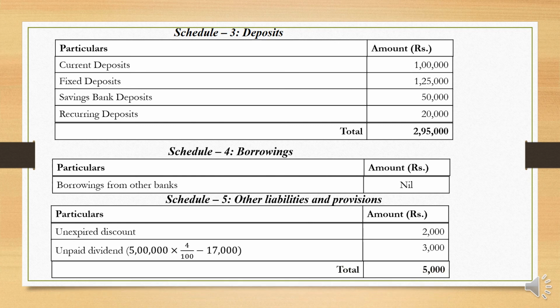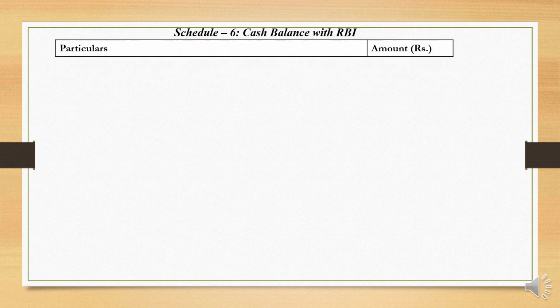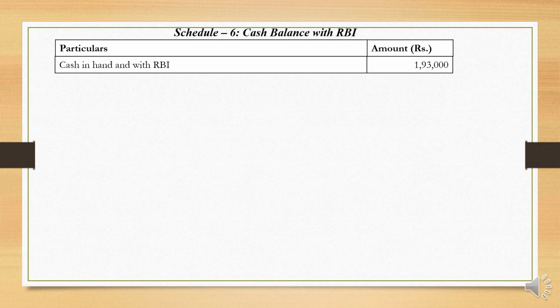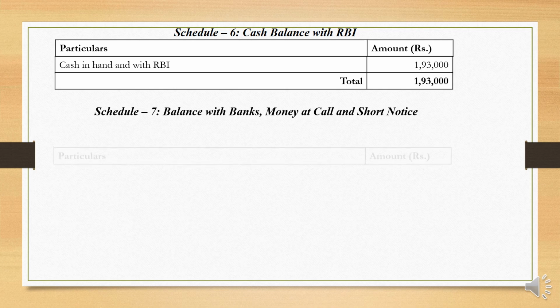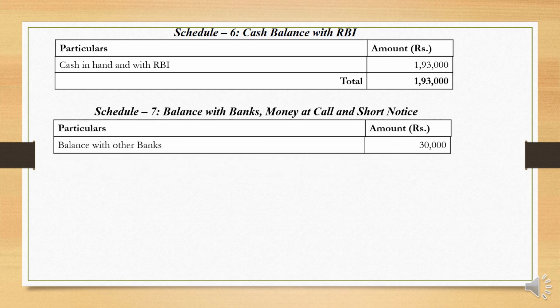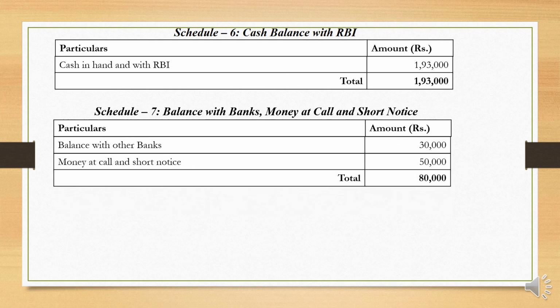Now we'll move on to schedule number 6, cash balance with RBI. From schedule number 6 to 11, they deal with the assets. The first item is cash in hand with the Reserve Bank of India, 1,93,000. There is no other information, so 1,93,000 is the schedule number 6 total. Then schedule number 7, balance with the banks, money at call and short notice. Here we have balance with other banks 30,000, then money at call and short notice 50,000, and therefore the total is 80,000.